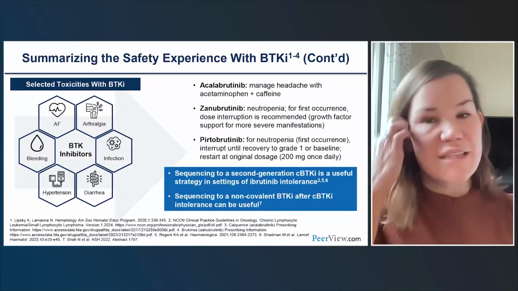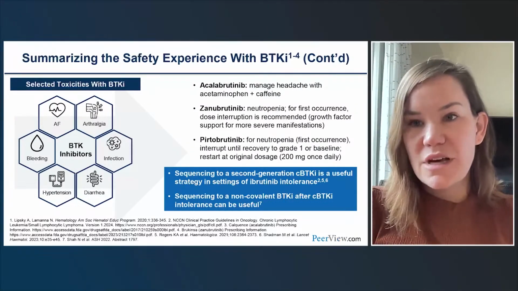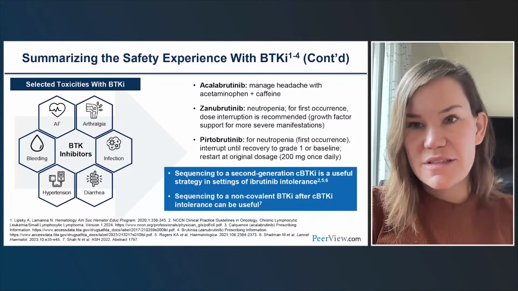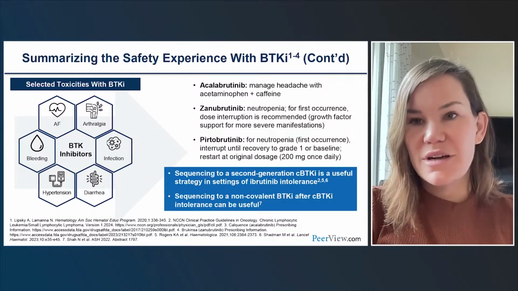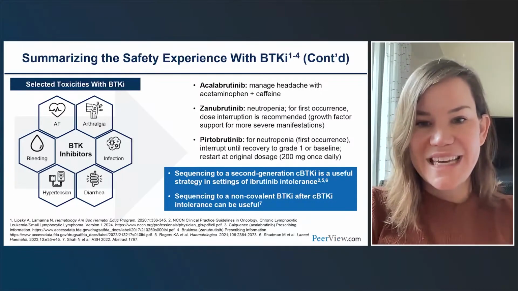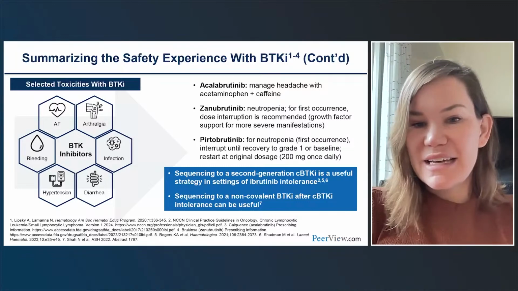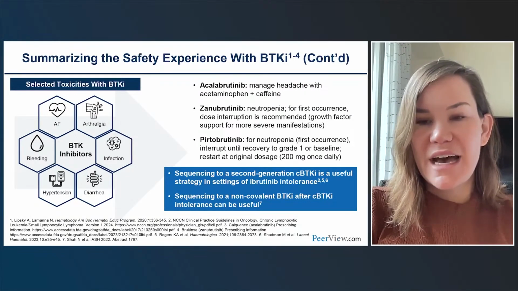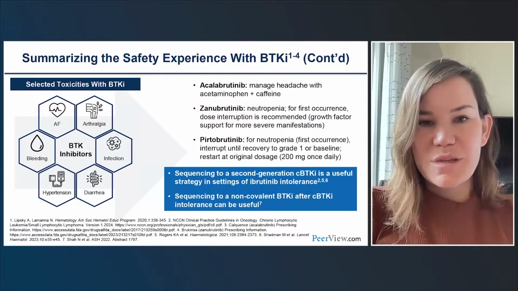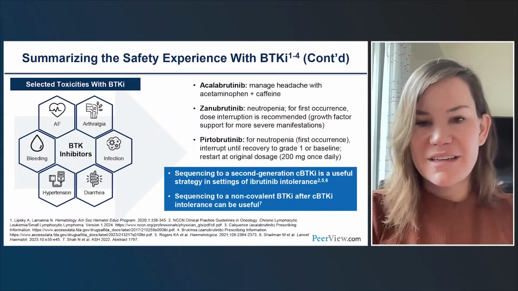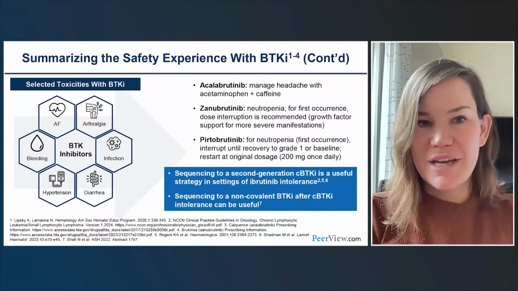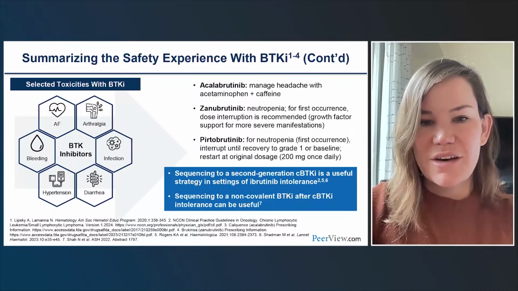Similarly, zanubrutinib has been studied not only in the setting of ibrutinib intolerance, but we've also recently seen data using zanu in the setting of acala intolerance, with similar rates of success as far as improved tolerability. It's also listed in the NCCN guidelines to sequence to a non-covalent BTKI after covalent BTKI intolerance. I think this would depend on how many covalent BTKIs a patient has gone through. I certainly may consider this in a patient who has had similar side effects from the covalents, which occasionally occurs.